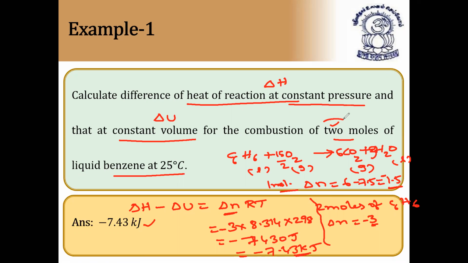Because they are given for 2 moles. If they are given for 1 mole, because this is for 1 mole, for 1 mole it is 1.5. For 2 moles it should be minus 3. Because 1 mole of benzene only we have taken here. So for 2 moles you have to take minus 3. So delta n is equal to minus 3. I hope it is clear.